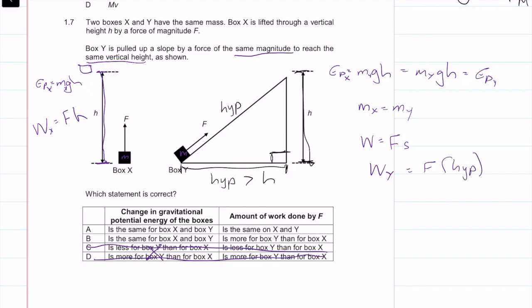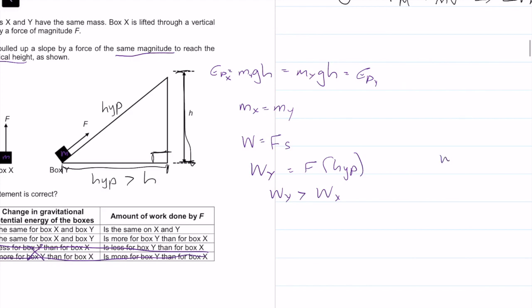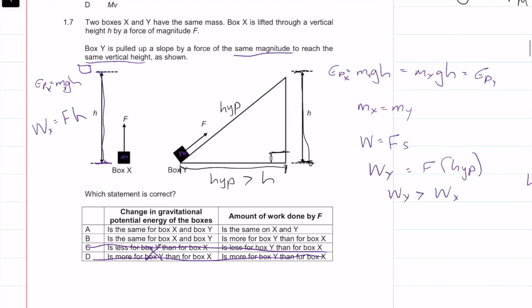So that means that the work of Y is greater than the work of X, because the work of X is only equal to the same force times h. But we know that the hypotenuse is greater than h, therefore the work of Y is greater than the work of X, it is more for box Y than for box X. So this is option B. So the answer here would be B. So question 1.7, the answer is B.